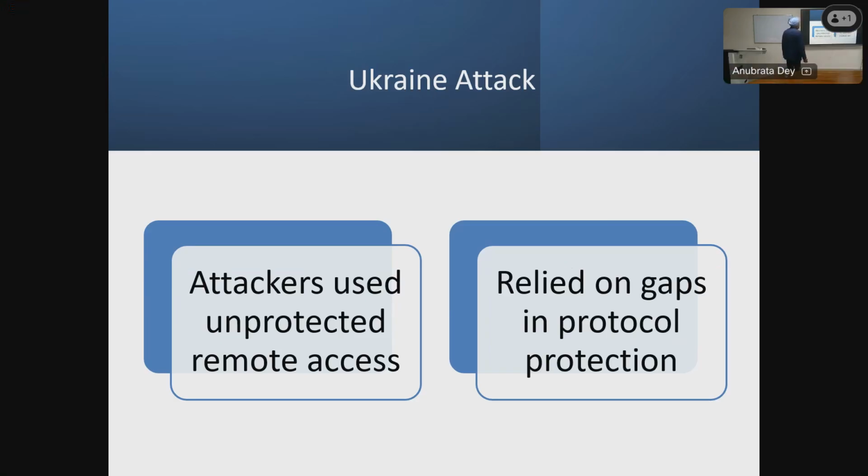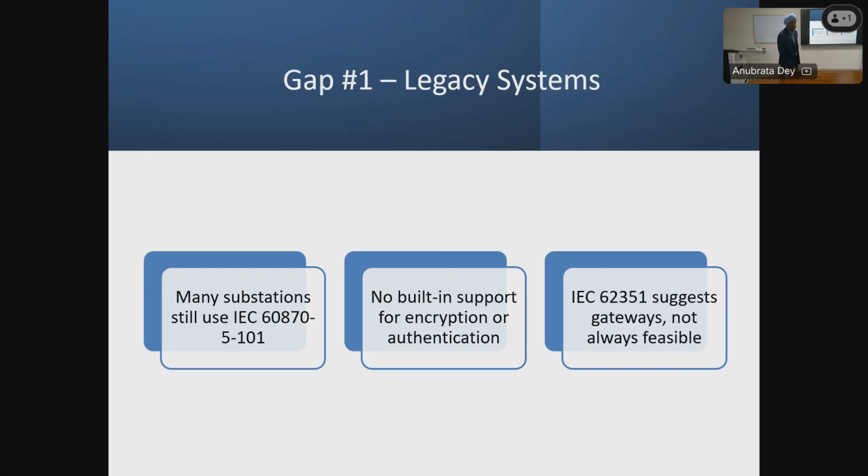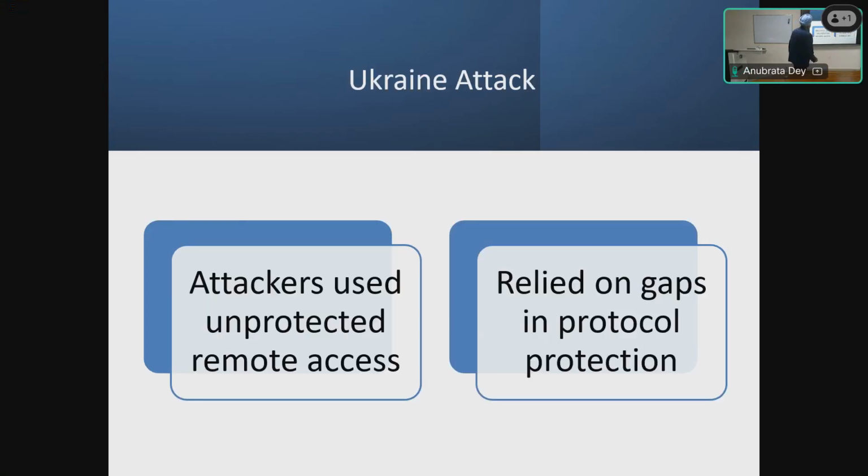And in the Ukraine, yeah, because gateways, you may not always have that in legacy systems. We're talking about legacy systems because you can't apply it. So this is one gap. And the standard does not give you any solution to that, right? If you are applying this standard to a legacy system, what do you do in that case? So I would say this standard is much more forward looking rather than trying to integrate even the legacy system. So this is one of the problems with the standard, okay? So actually in the Ukraine attack, they relied on the gaps in protocol protection, right?